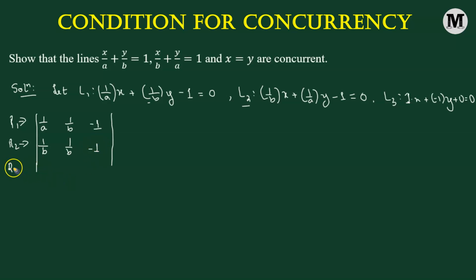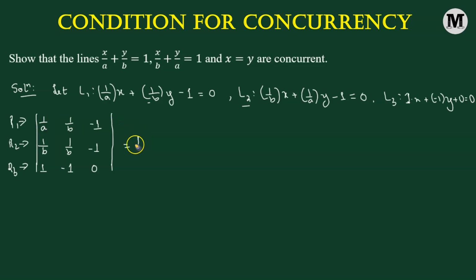Finally, coming to the third row. In the third row, we have the coefficient of x in line L3, so that's 1. That is going to be placed in the third row, first column. Coming to the third row, second column, we're going to consider the coefficient of y, that's -1, the constant term being 0, so we put 0 in the third row, third column. Our next goal will be to expand this determinant. So we're going to expand it along row number 1.